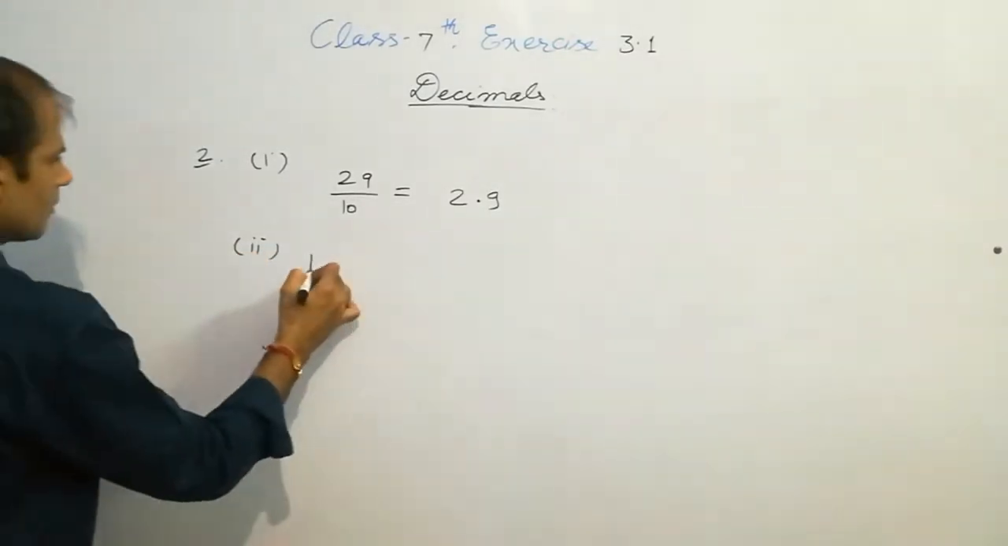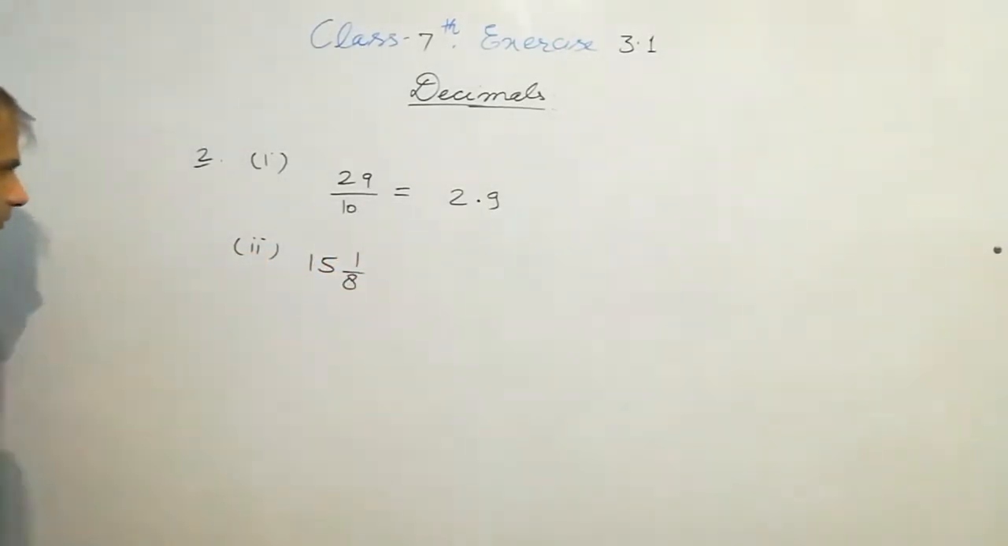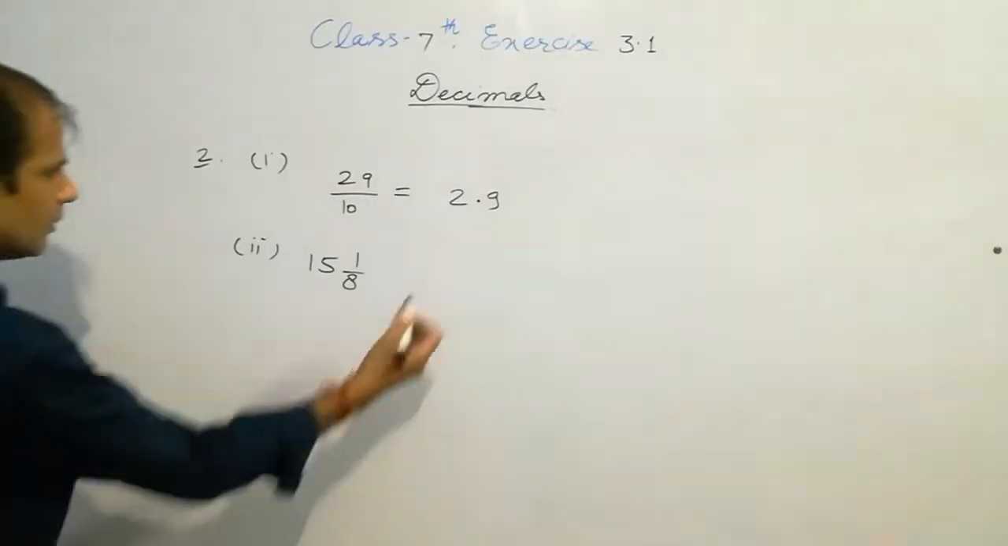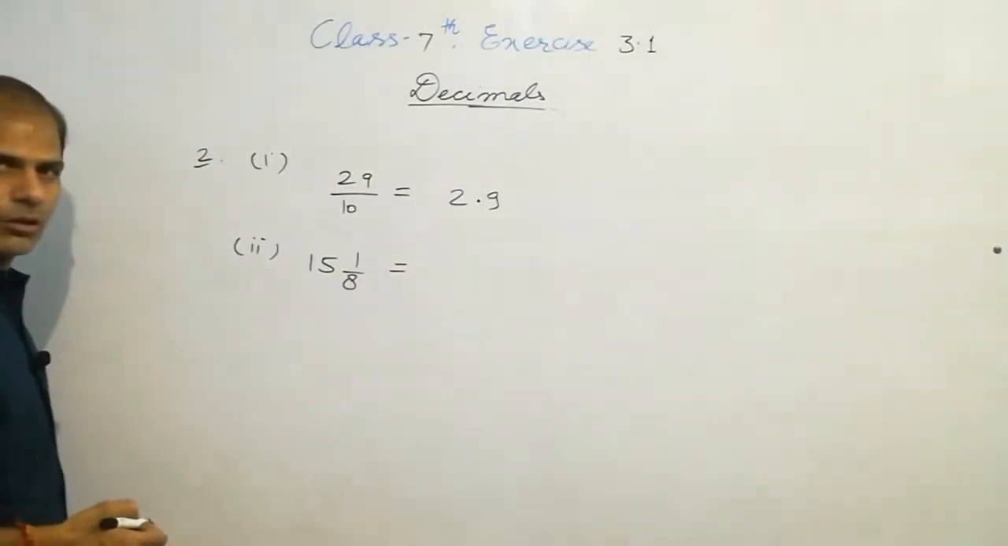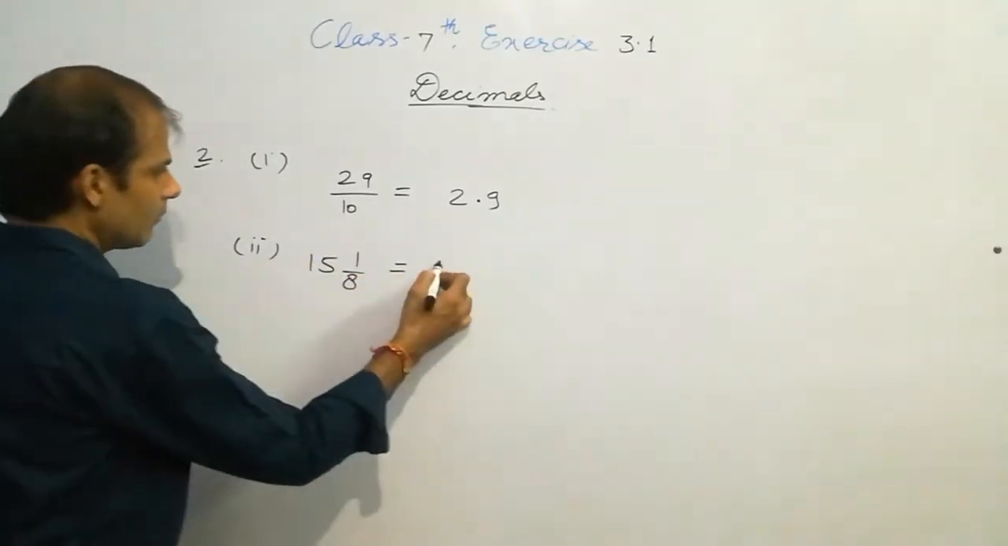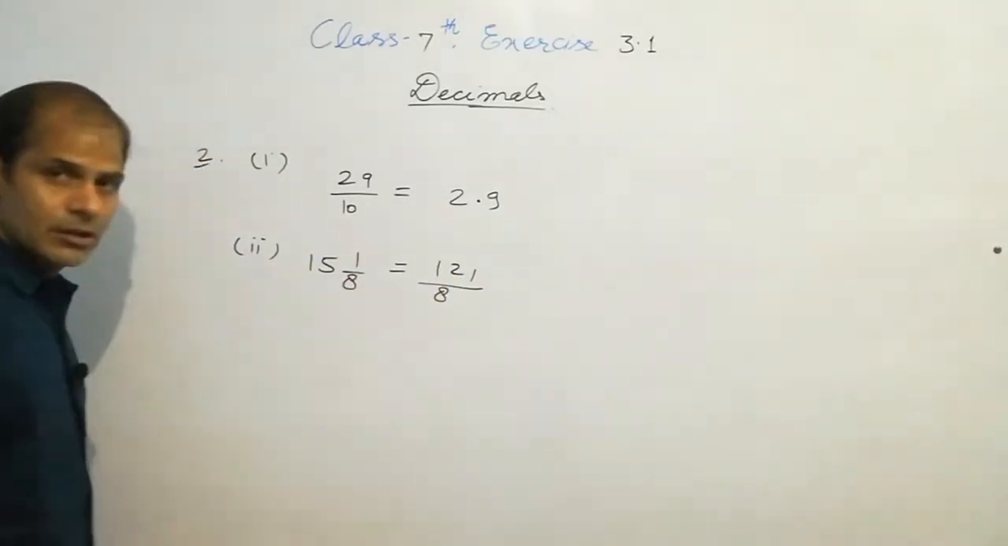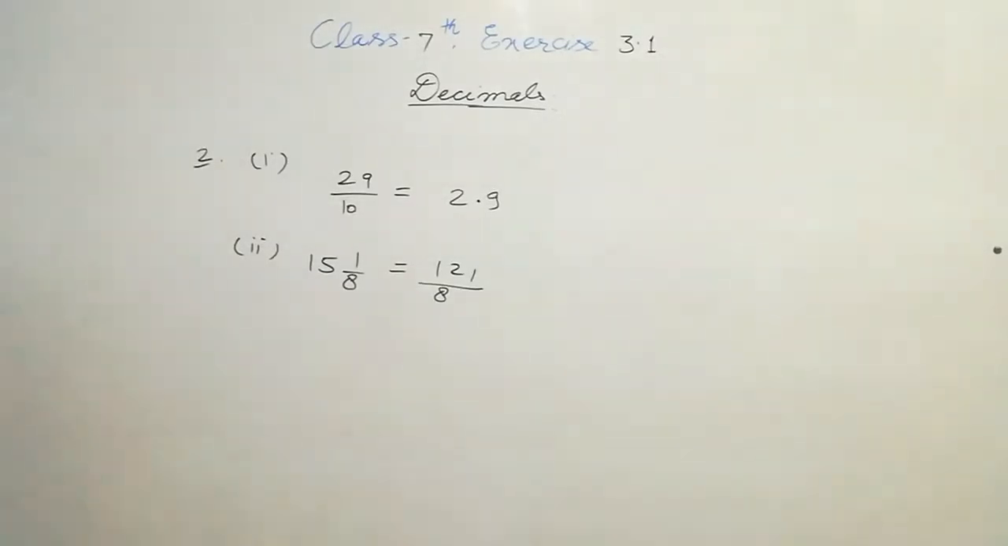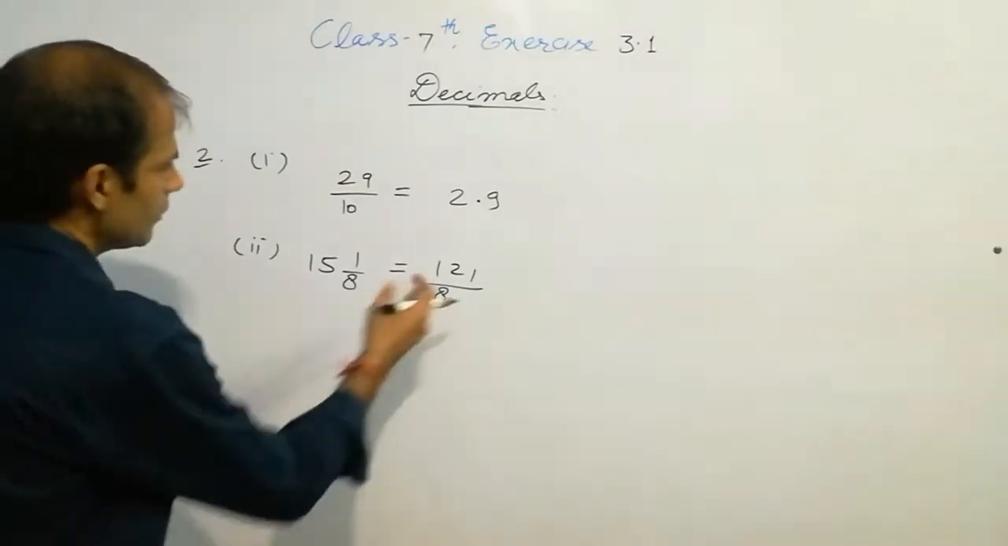Second, 15 and 1 upon 8. Okay. Now it can be converted into an improper fraction. 15 8 ja 120 plus 1 is 121 upon 8. You can divide 121 by 8. Okay, but just solve by this method.